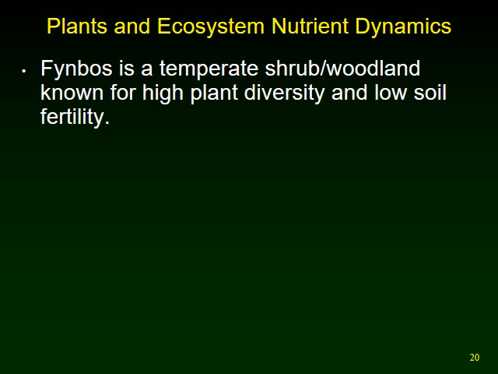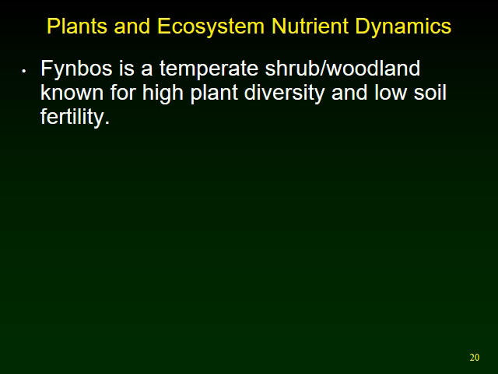Now, we've talked about the fynbos before in South Africa. It's a temperate shrub, woodland kind of area. Has a lot of plant diversity, but has very low soil fertility. So they've put in 2 species of acacia to stabilize the shifting sand dunes. And some researchers compared the nutrient cycling dynamics under a canopy of native shrub and introduced acacia.